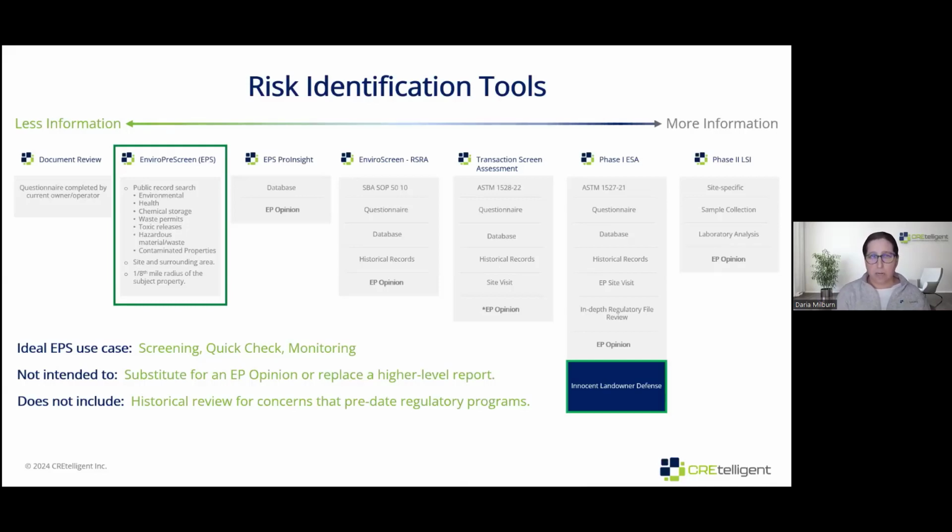So when you run an EPS report, you're not looking at historical property uses. So if there was a dry cleaner that operated from 1920 to 1945, that won't come up in an EPS. So that might be something that goes unidentified. So that goes into my next piece of advice, which is to remember that no listings doesn't mean no problems. It just means nothing's been reported.